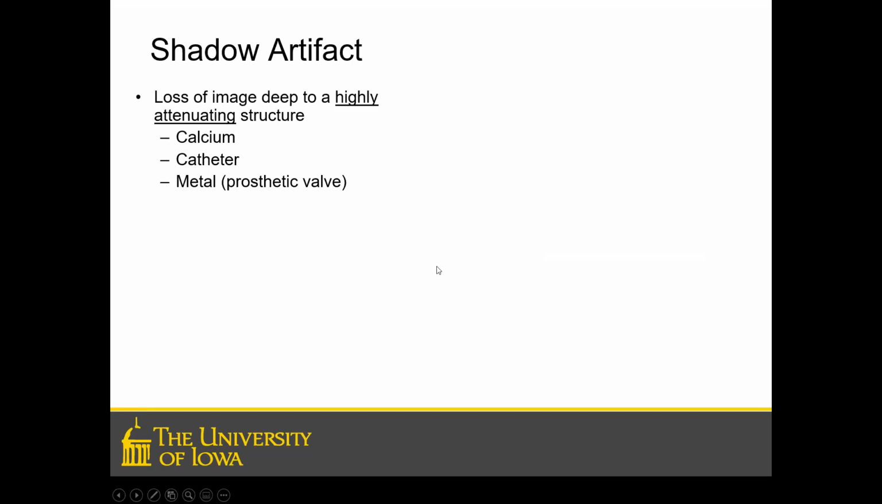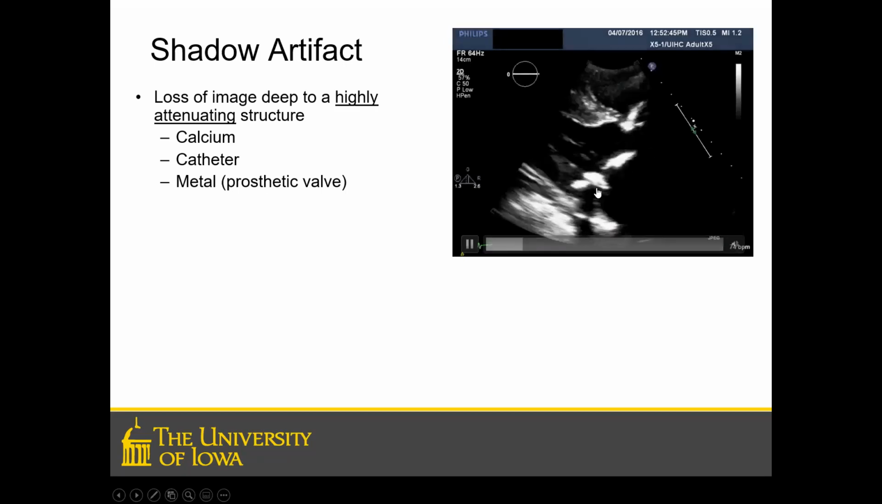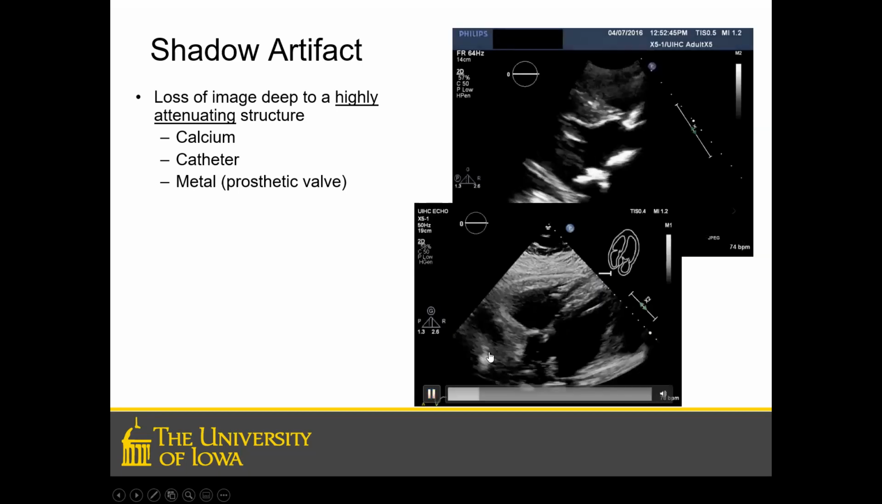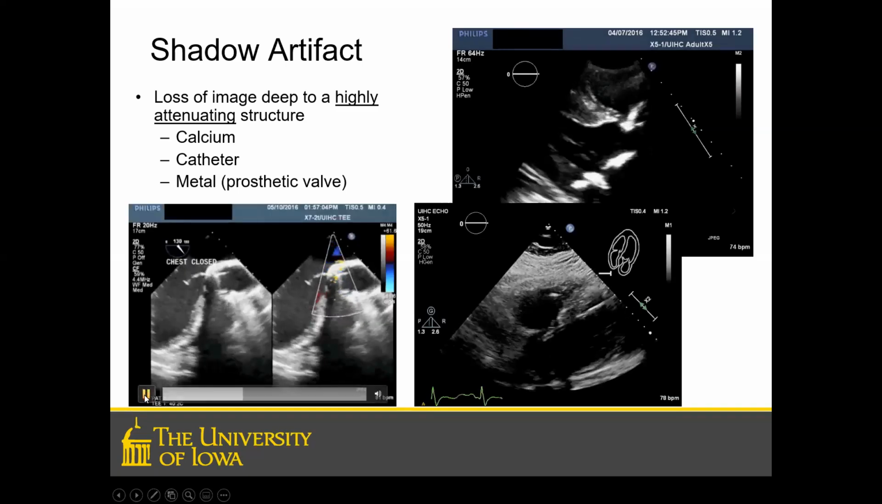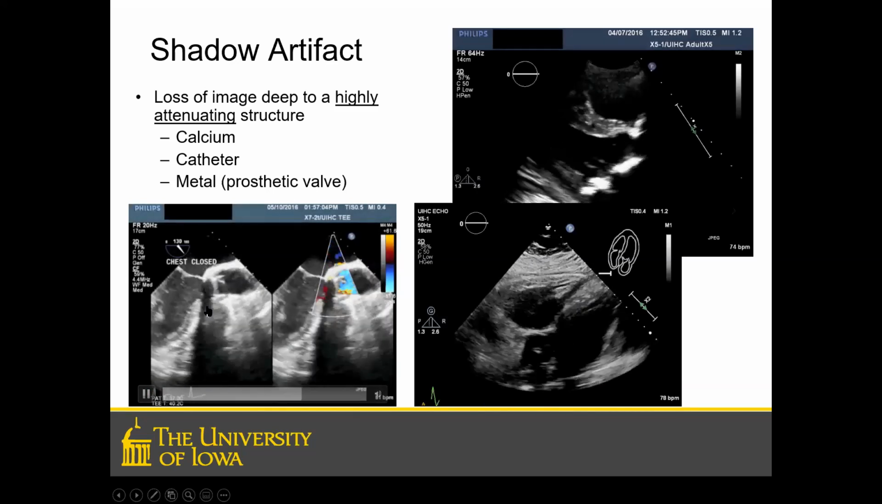So shadow artifacts can be from various things. We can have them occurring from calcium, this calcified mitral valve, which we saw before, and catheters or other wires that we just looked at here. And another common time is prosthetic valves, of course. So this aortic valve with the shadowing.